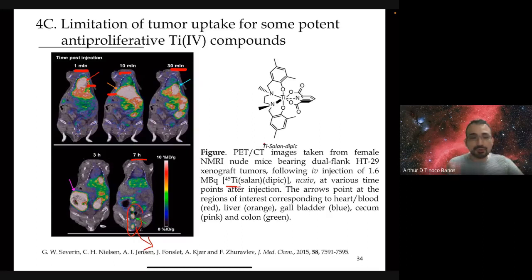where in vitro, this compound in direct interaction with cells has a really strong potency, but then within an in vivo model, you don't see as great of an effect as one would hope. So, limited tumor uptake of the compound.